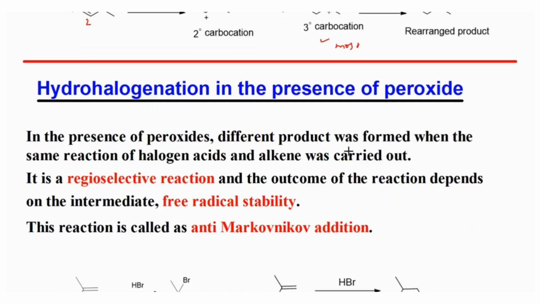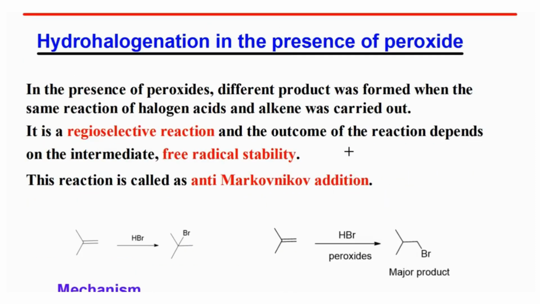If the hydrohalogenation occurs in the presence of peroxide, then what will happen? Here it will give a different product than in the absence of peroxide. Again, it is a regioselective reaction, but the outcome of the product depends on the free radical stability. So any alkene reacting with this HBr in the presence of peroxide, that reaction is called anti-Markovnikov addition.